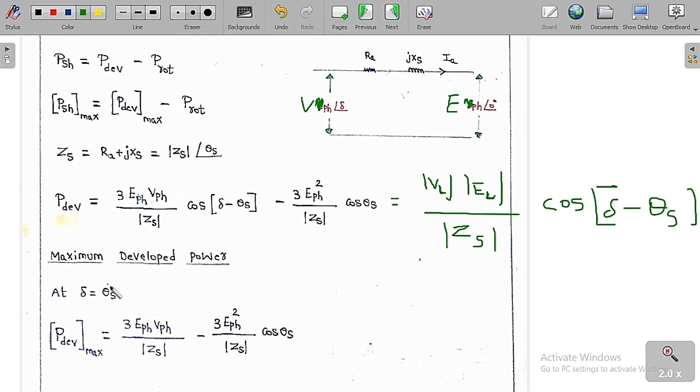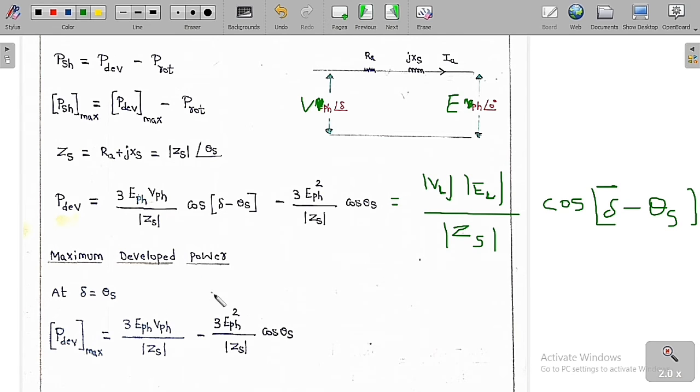Then I already told you maximum developed power. What is the maximum developed power? Whenever delta is equal to theta s, you are going to get the maximum power developed. If you substitute delta is equal to theta s, it is going to become cos 0 is equal to 1. Then the maximum power developed is equal to 3 into E phase into V phase by mod of ZS minus 3 into E phase whole square by mod of ZS into cos theta s.